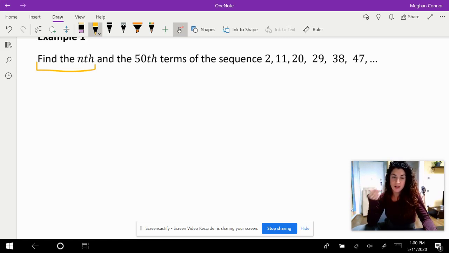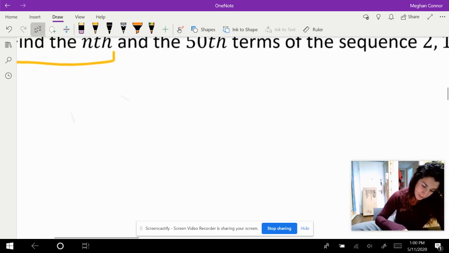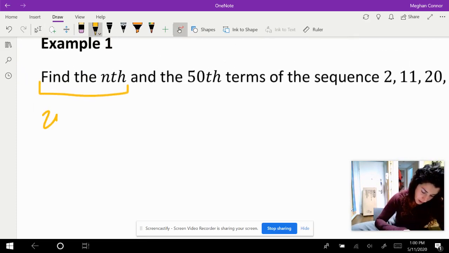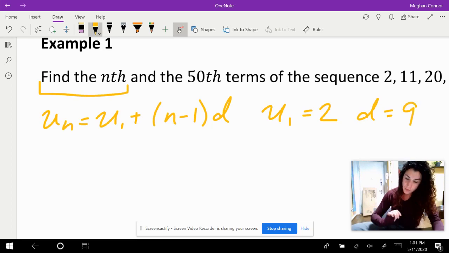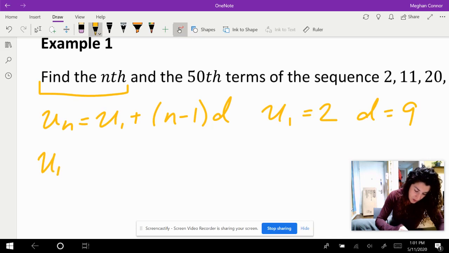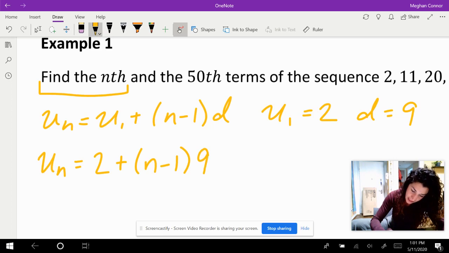We need to first look at the pattern and recognize the pattern. We go from 2 to 11 to 20 to 29 to 38 to 47. We are adding 9 every single time. Repeated addition is going to be an arithmetic sequence. So we can write down our arithmetic formula at the very beginning: u sub n equals u sub 1 plus n minus 1 times d. Well, u sub 1 is 2 and d is 9. So putting that all together, we have u sub n equals 2 plus n minus 1 times 9.